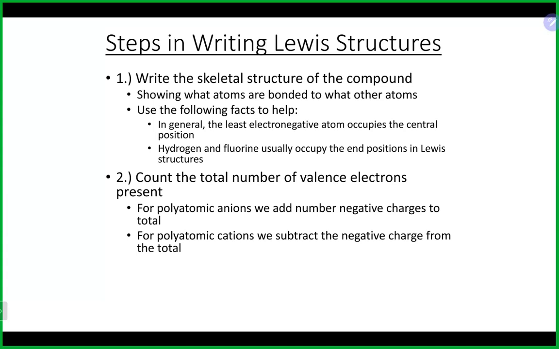So the first thing that you want to think about when you're drawing a Lewis structure for covalent bonding, where things are going to be sharing electrons, is how the molecule is put together. And to help you make your decision, a lot of times there is a central atom and there's stuff that's just basically attached to the central atom.